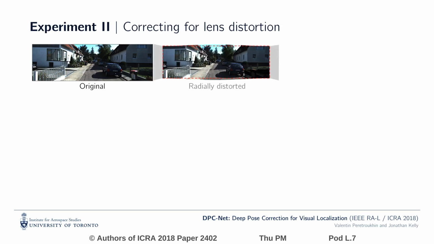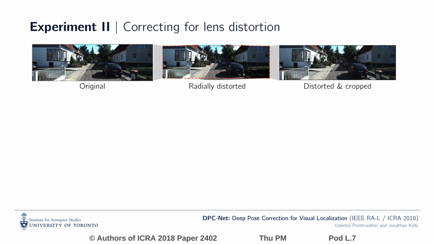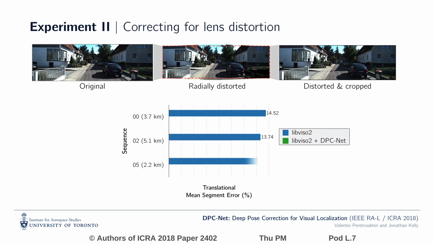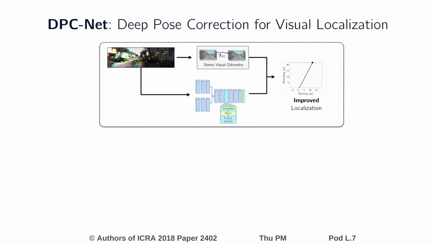We artificially distort and crop images from each KITTI sequence and retrain DPC-Net to correct our estimator on this corrupted data. Our results show that DPC-Net is able to reduce mean translational segment errors by 50% and correct localization to nearly the quality of the undistorted case. In conclusion, we believe the deep pose correction paradigm is a promising way to incorporate deep networks into existing localization pipelines for robust long-term autonomy.